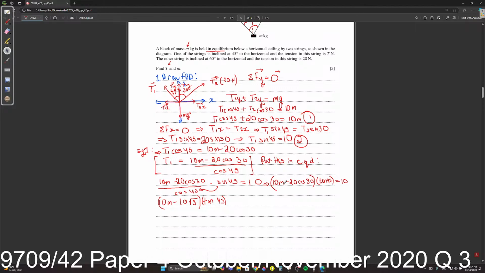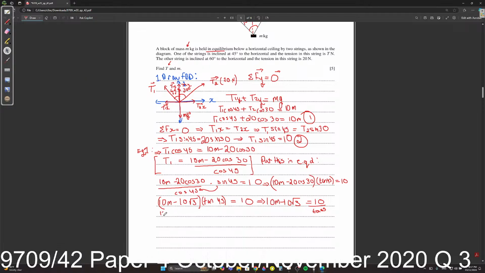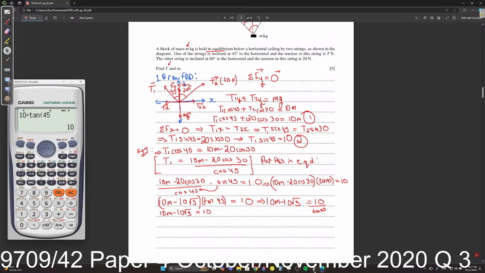So this 10m, I'm just 10. Okay, let me continue. How do I find m? I can divide by tan 45 on both sides. So I'm going to get 10m minus 10 root 3, divided by tan 45 on both sides, is equal to 10 over tan 45. Tan 45, 10 divided by tan 45, you get 10. So you're going to get 10m minus 10 root 3 is equal to 10, right? Is tan 45 1, by the way? Oh, it is. Okay, I didn't know that.